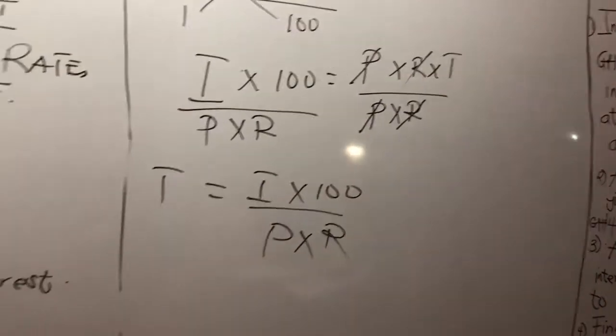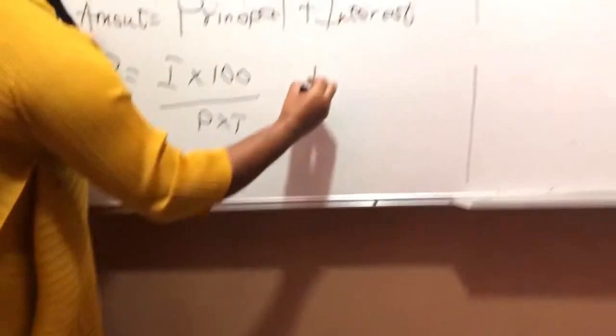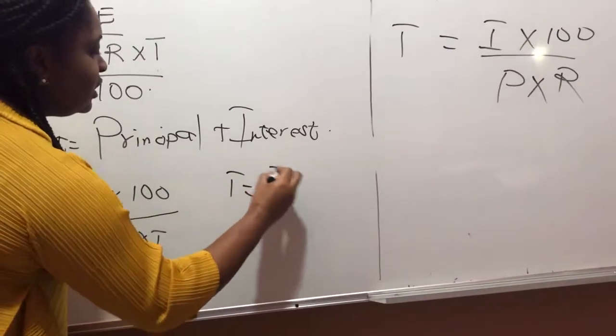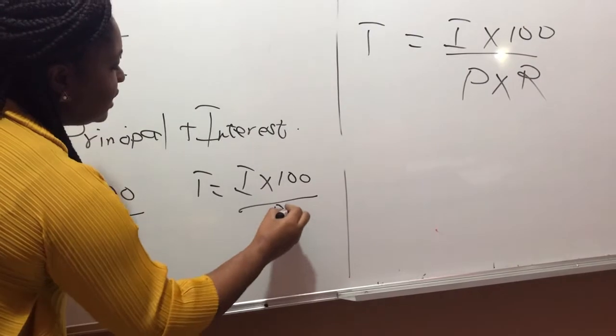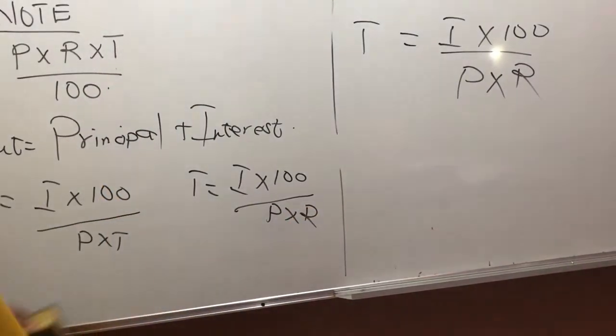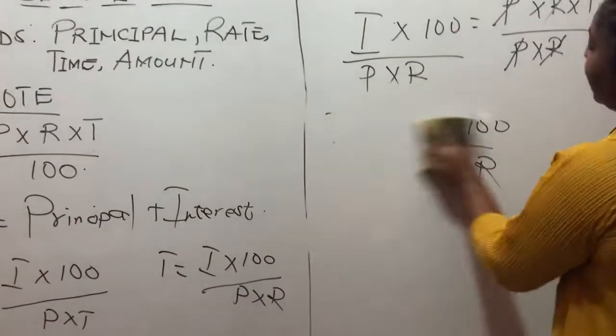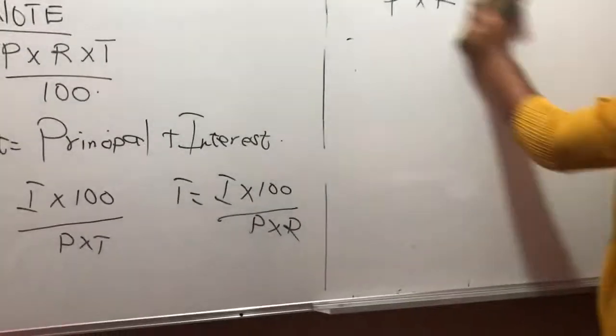So I come here and I write my second formula. So time is equal to what? Interest times 100 all over P times R. So that is when I'm being asked to find the time in my simple interest question.